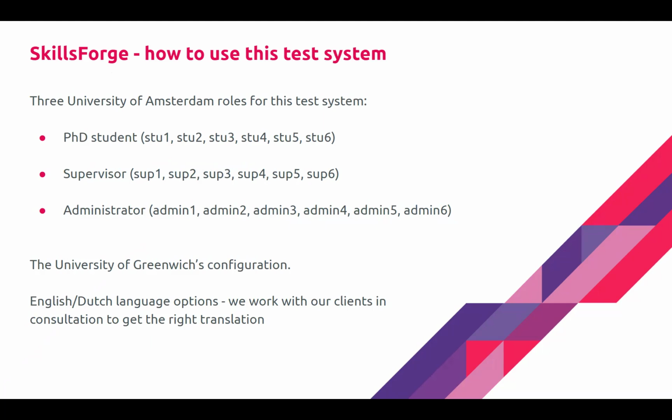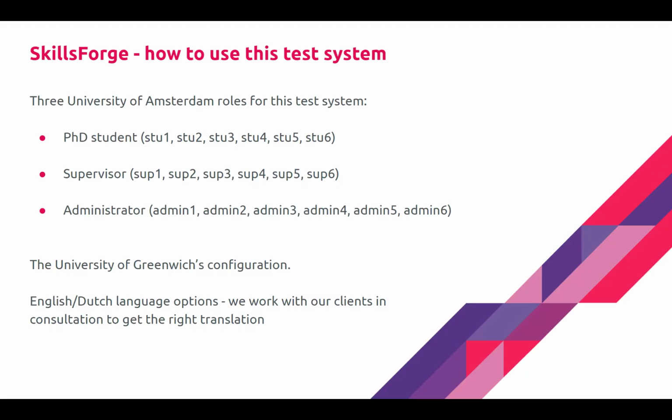At this point, we've configured three University of Amsterdam roles for the test system. So we have PhD student, and as you can see, they're from Stu 1 through to Stu 6 as usernames. Supervisors, their usernames Sub 1 through to Sub 6, and administrators, Admin 1 through to Admin 6. So each of you will be assigned, depending on your role and username, one of those users.